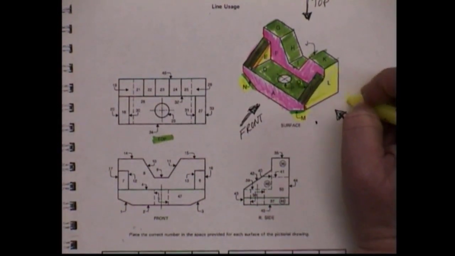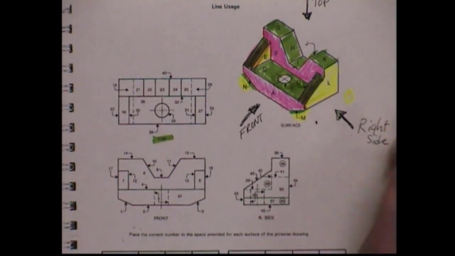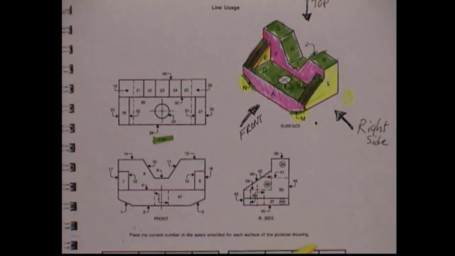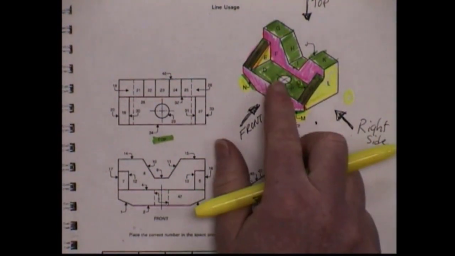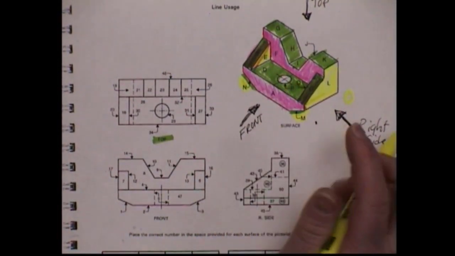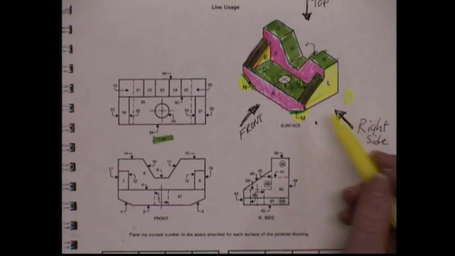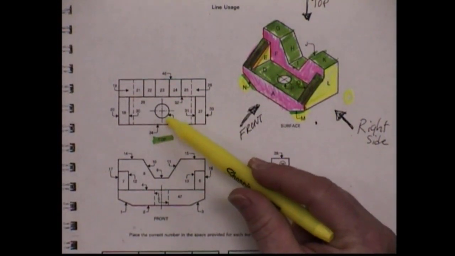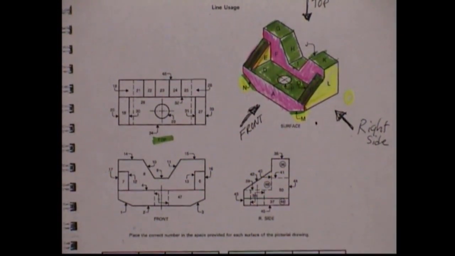So O, I'll just put a little note, there's an O out beside that. We'll also see the hole as a hidden view in the front and the right, and the only place we see it as an actual hole is in the top. Okay? So if we use our colors to differentiate between the views and the surfaces, then it helps us a little bit.